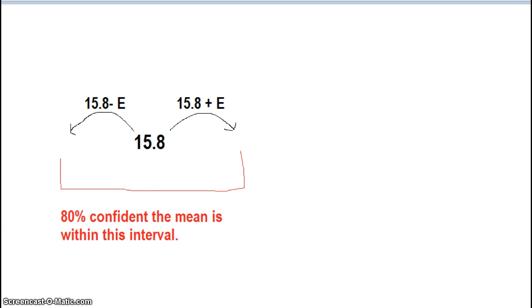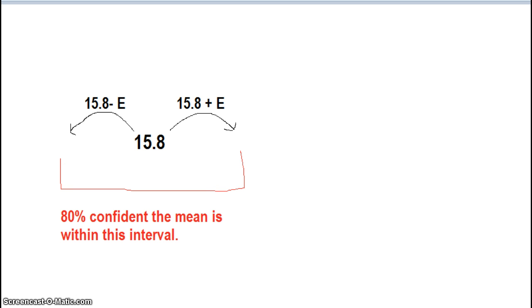Here's another picture to help illustrate that. The rim diameter of our sample is 15.8 centimeters. So we're going to figure out an error of estimation and add that to 15.8 and also subtract that from 15.8, and we'll have a smaller number all the way up to a bigger number, and we're going to be 80% confident that the real mean, that all of the clay vessels, if you look at all of them, their average rim diameter would be somewhere between that smaller and that bigger number.